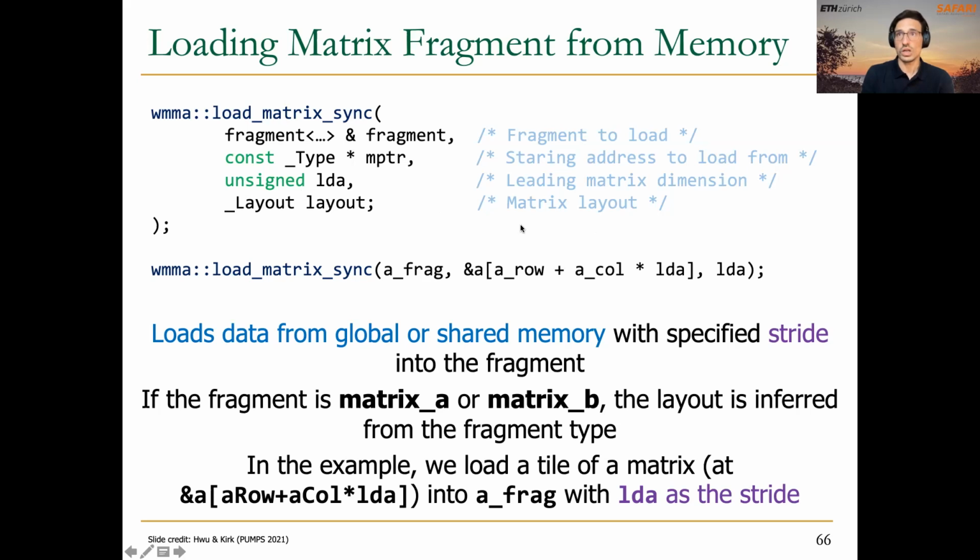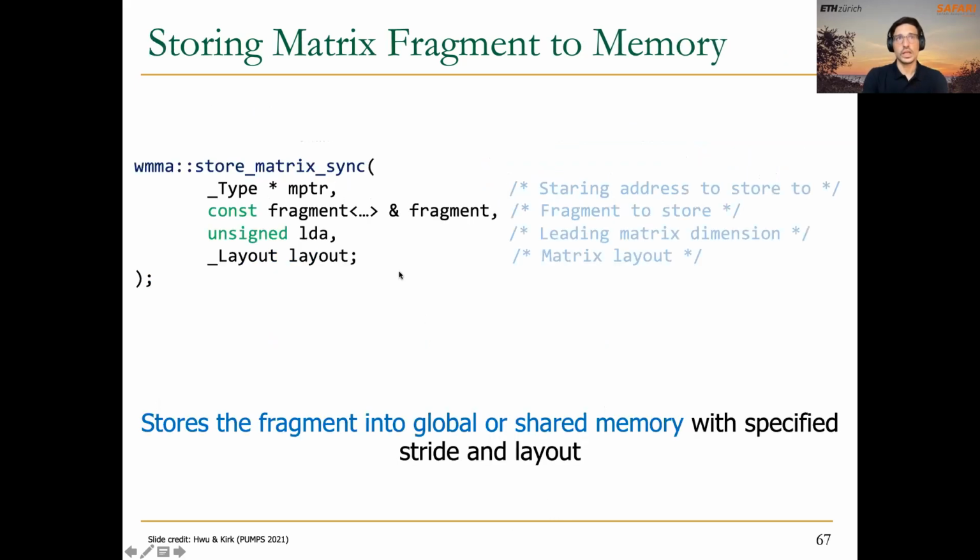This matrix layout is in reality optional if the fragment is for matrix A or for matrix B, because we can already infer it from the fragment type; the fragment itself already defines what matrix layout we are using. In this particular example, we are loading a tile from the input matrix A into this fragment. And here you can see the corresponding API to store a fragment into global or shared memory, with the starting address where we are going to store the fragment, the leading matrix dimension, and the matrix layout, in a similar way as in the load operation.